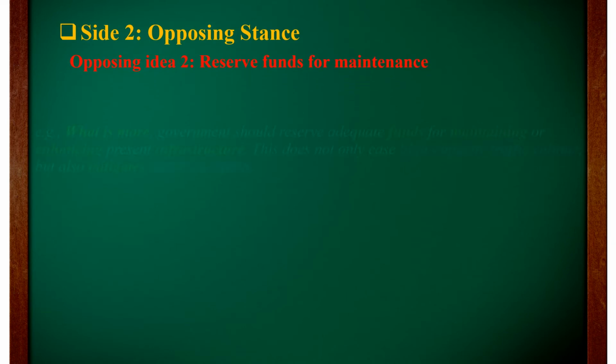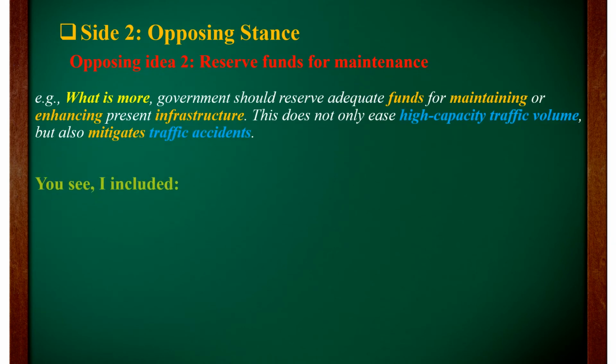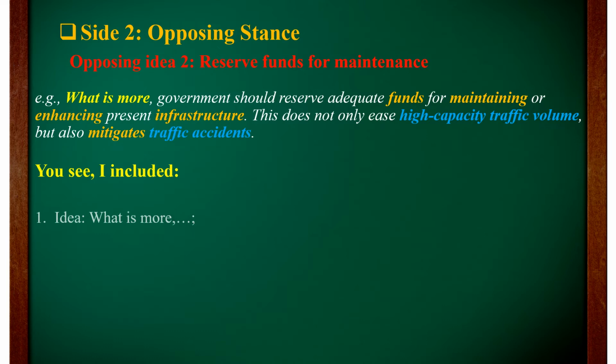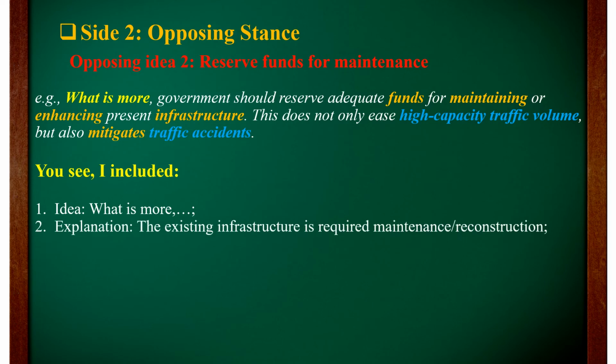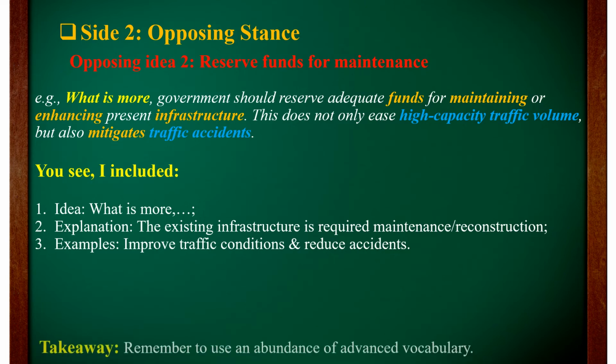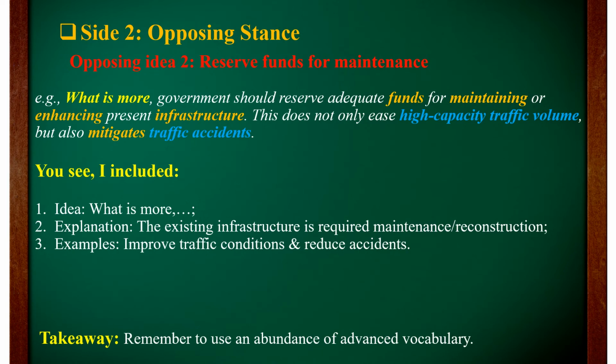The second opposing idea is the one for maintenance. I kick off the idea with a sentence connector once more to inform the reader that it is the second idea of the opposite side. Then I continue to explain why funds should be reserved for maintenance or enhancement of current infrastructure. As you see, I raise two cases to claim this. One is to improve traffic conditions and the other is to reduce traffic accidents. One interesting lesson learned here is an abundance of advanced vocabulary.